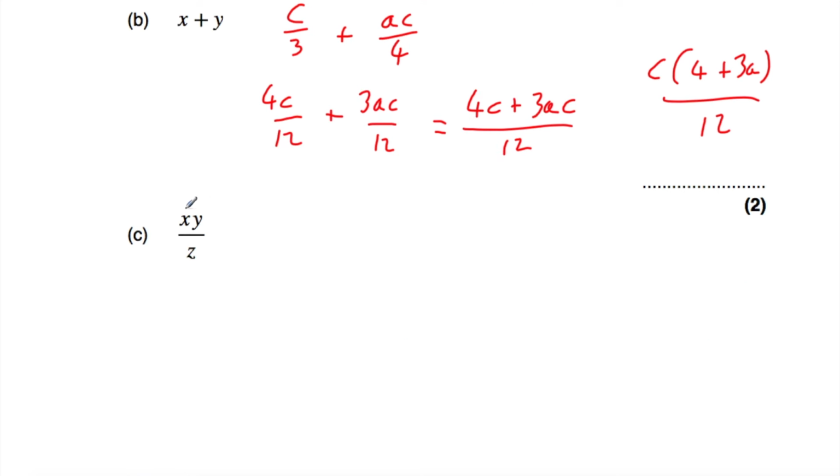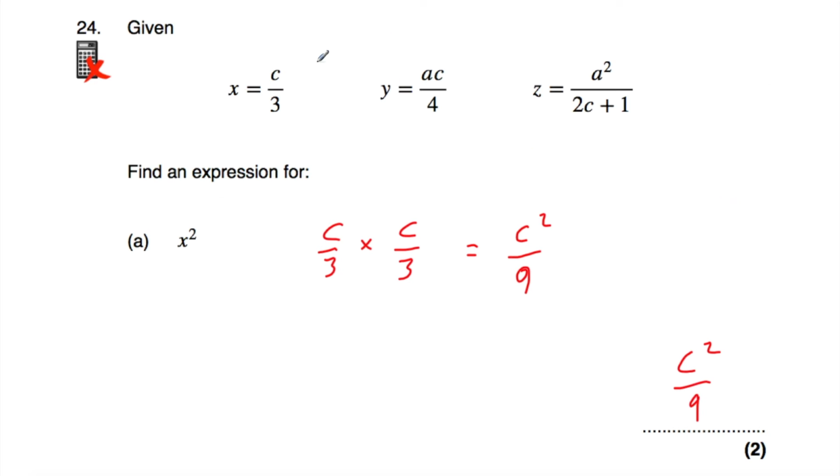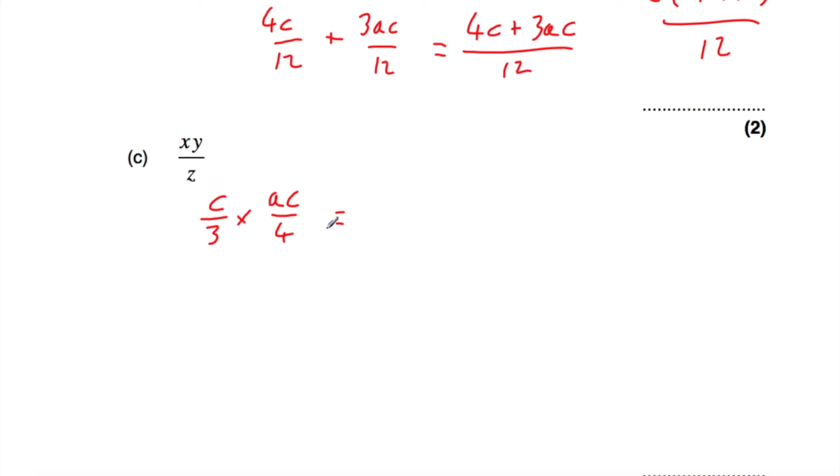Part C says to work out xy over z. So we're going to do x times y and then divide it by z. Let's work out xy to begin with. To find xy, we're going to multiply x and y together. c multiplied by ac would be ac squared. And on the denominator, 3 times 4 would be 12. So that's what we get when we multiply x and y together: ac squared over 12.